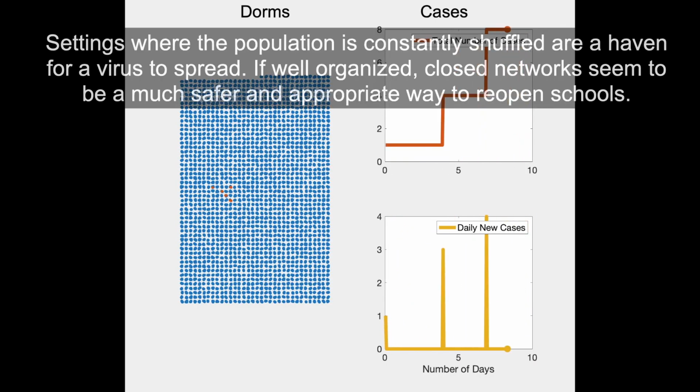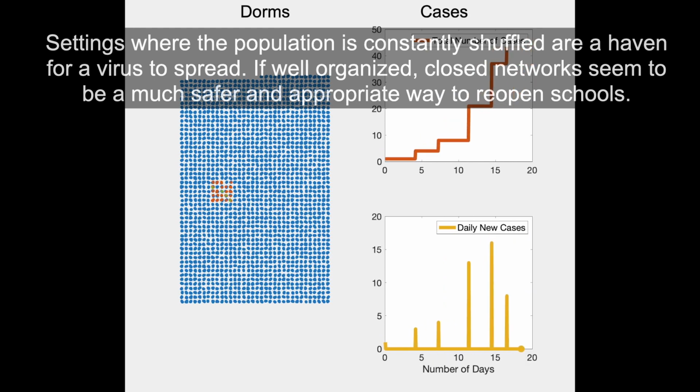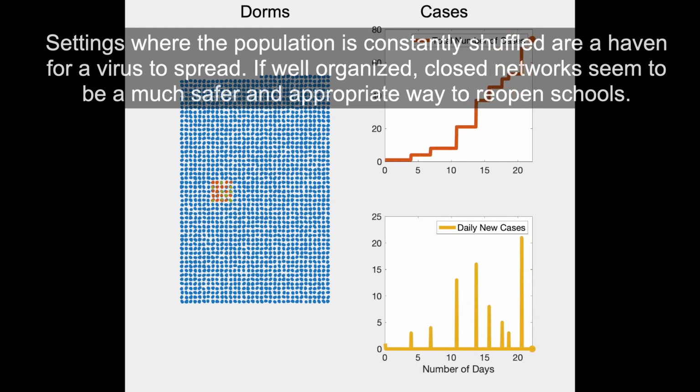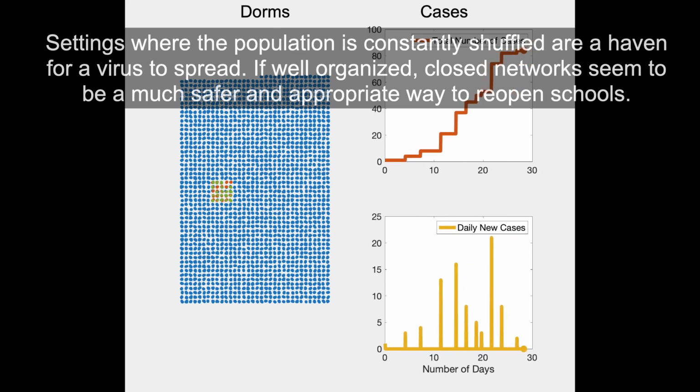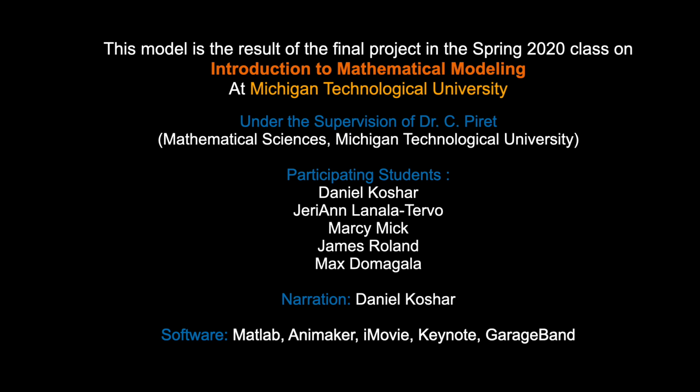Settings where the population is constantly shuffled are a haven for a virus to spread. If well organized, closed networks seem to be a much safer and appropriate way to reopen schools. Please stay safe, wear a mask.